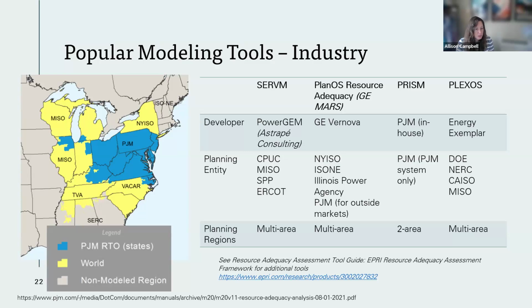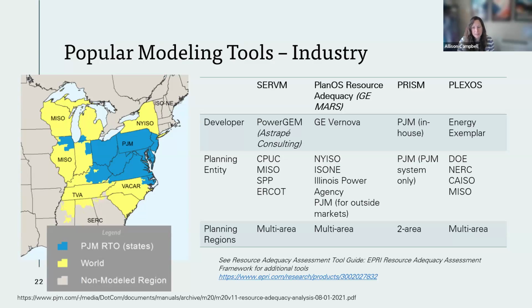So for example, PRISM, which is the example on the left here for PJM, treats everything as if it's 2 areas. So there's PJM and then there's the rest of the world. And everything outside of that is a non-modeled region. So they're only considering their capacity within PJM and then transfers outside of PJM. But the other tools I mentioned here are multi-area, so they might have more than 2 zones, let's say. They can transfer capacity across the zones.